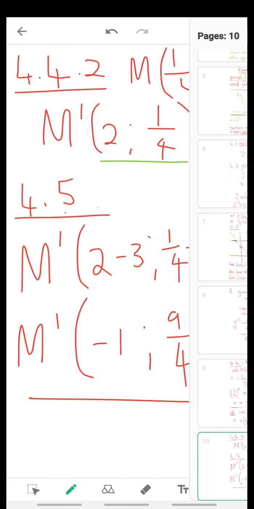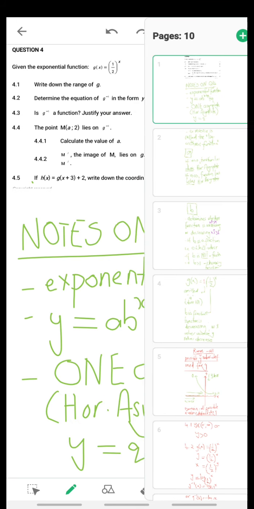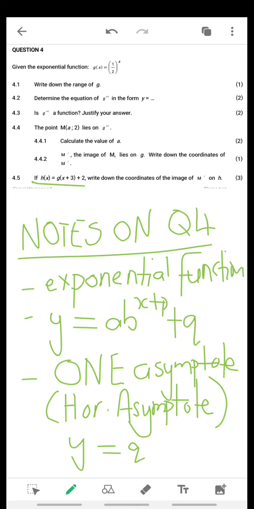But even if you didn't find the equation of H, you can do it in a simpler way. Okay, what do we know? We know that H of X is actually a shift of G. Where there is X now, you can go to G and put X plus 3, and then on the Y values put plus 2. Okay, so therefore your H will be 1 over 2 all to the power of X plus 3, plus 2. Okay, that will be H.